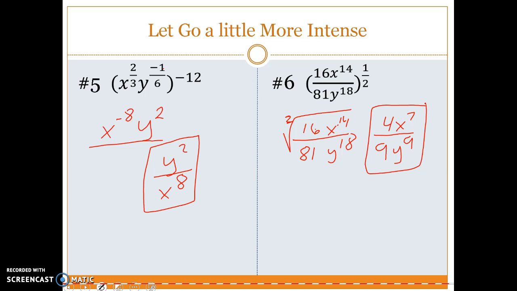These are the type of problems that we're going to have on our homework assignment for number 5. And we will look forward to that tomorrow in class.